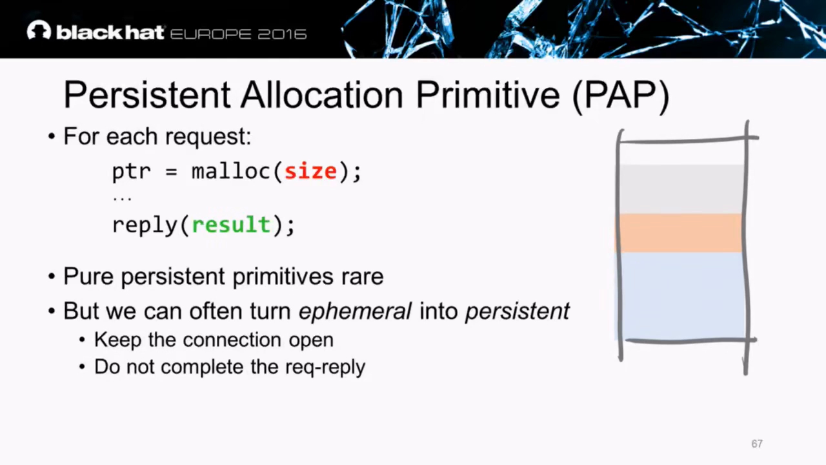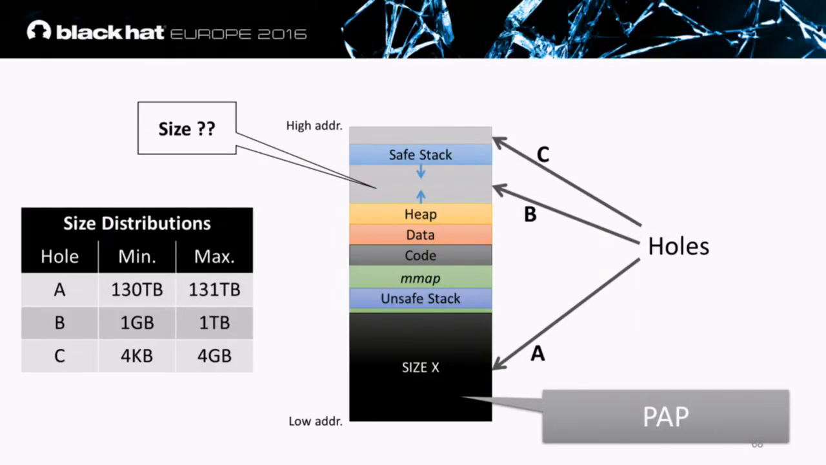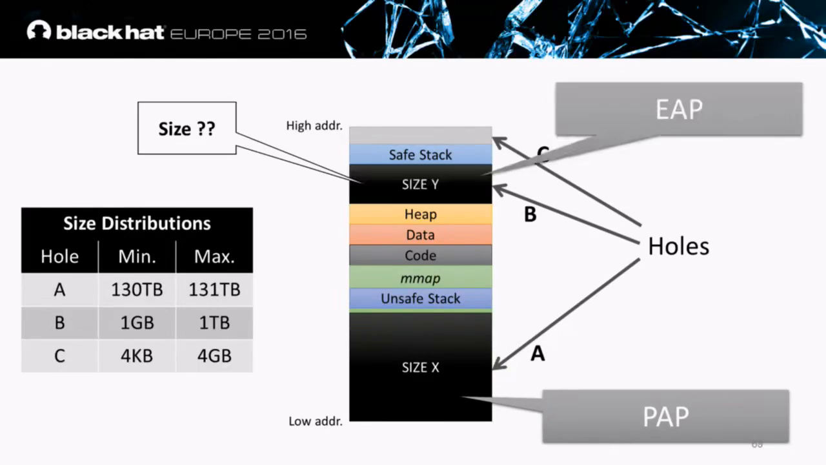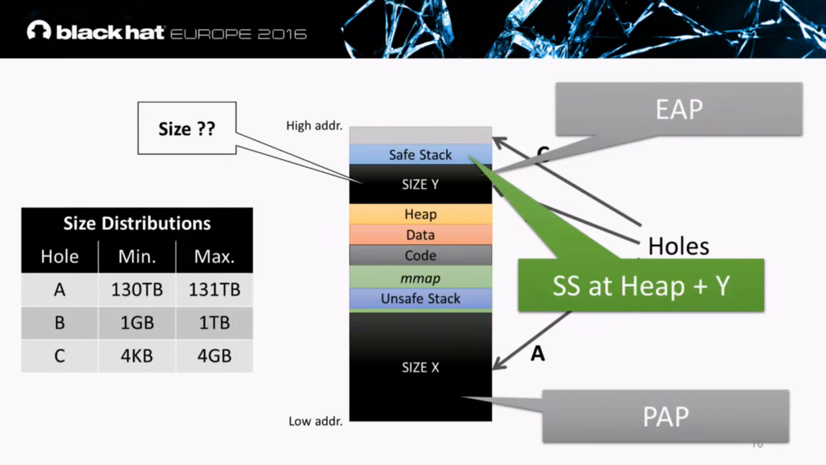Usually we can transform the short-lived primitive into a long-lived primitive by, for example, keeping the connection open or just not completing the request-reply communication. So we can keep the memory allocated for hole A, and then we can use the short-lived primitive to get the size between heap and the SafeStack. And once we have that, we can compute the address of the SafeStack, and then we know where the SafeStack is.